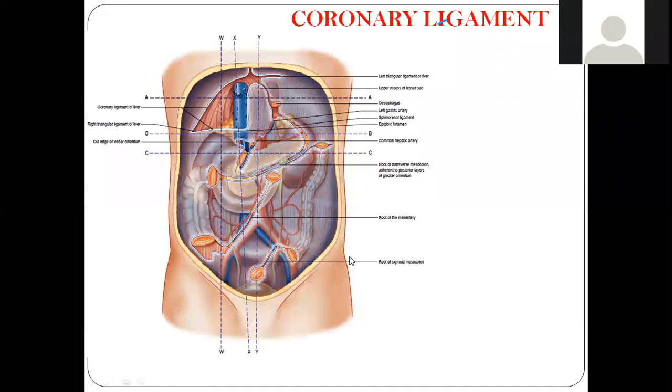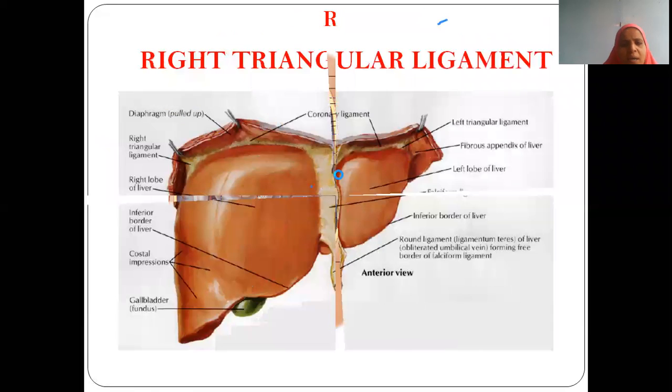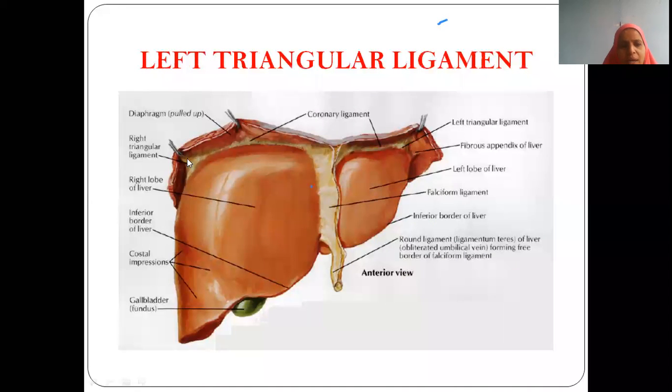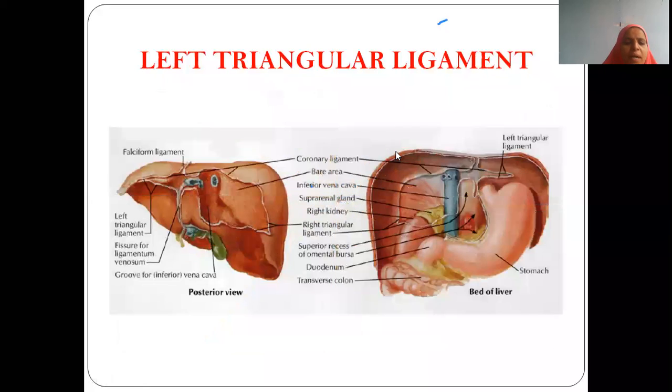So coronary is completely covering the liver except for bare areas. The areas shown in bluish, which are not covered with peritoneum, are the bare area. So the right margin is right triangular, the left margin is left triangular. Right triangular, left triangular. I kept many pictures.